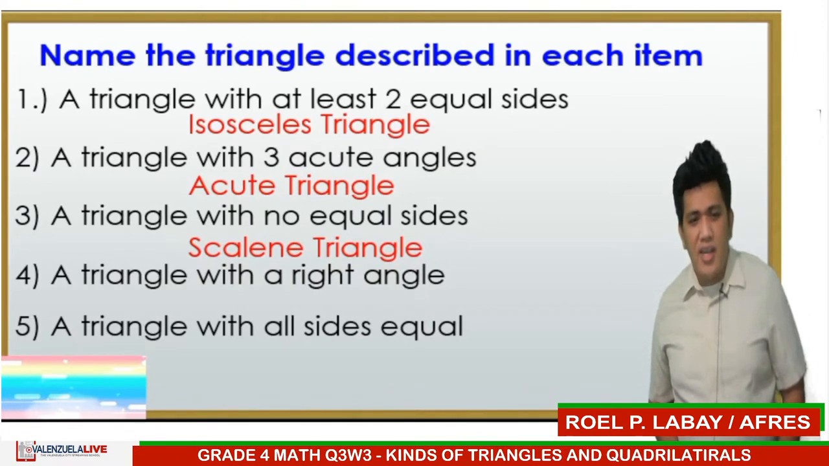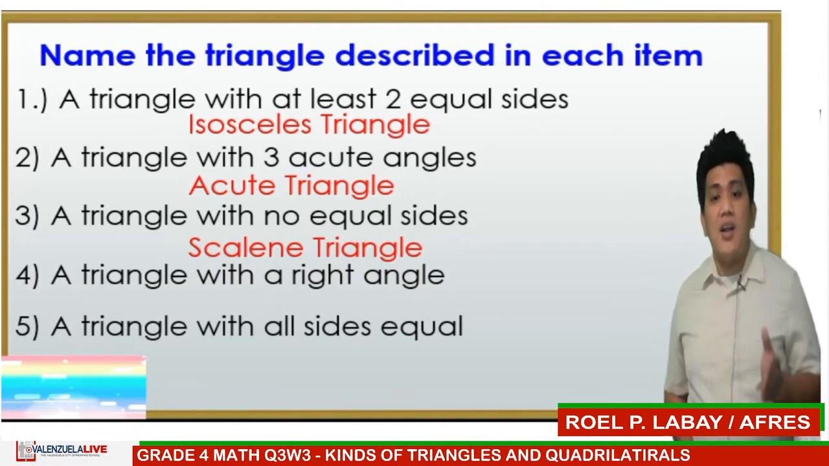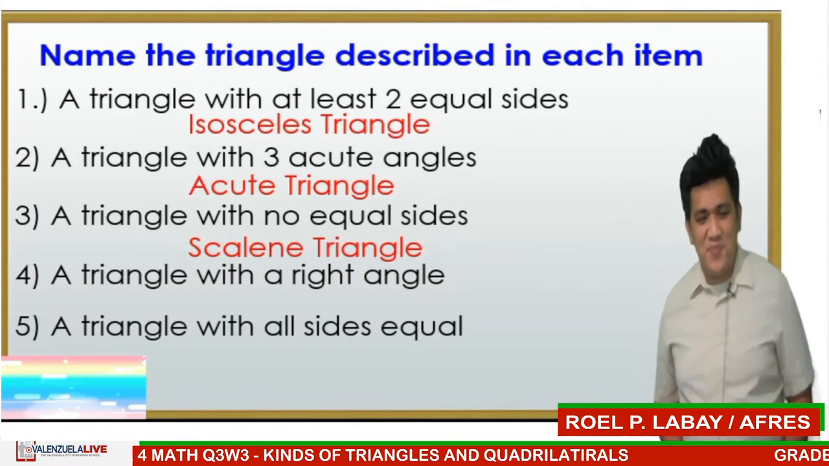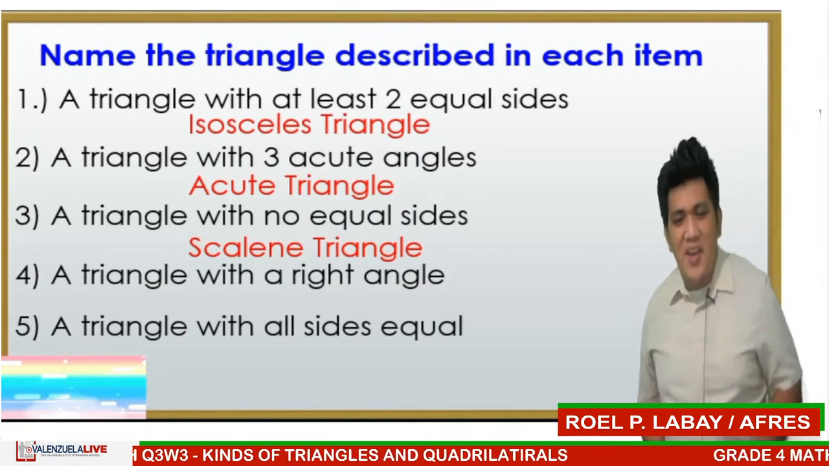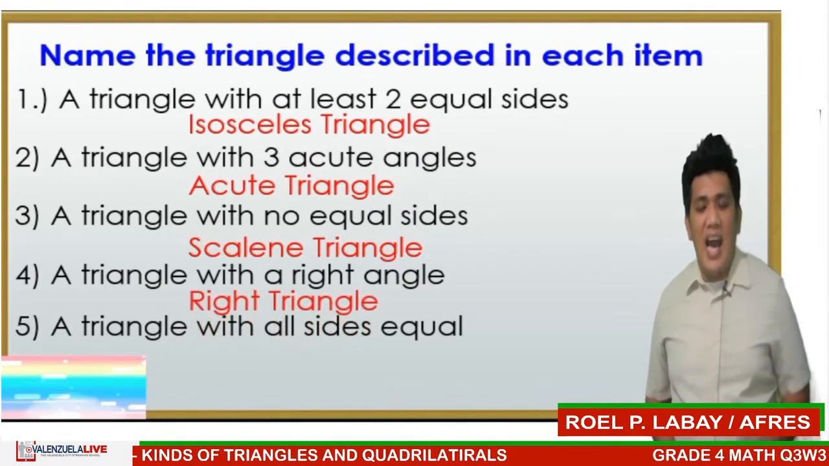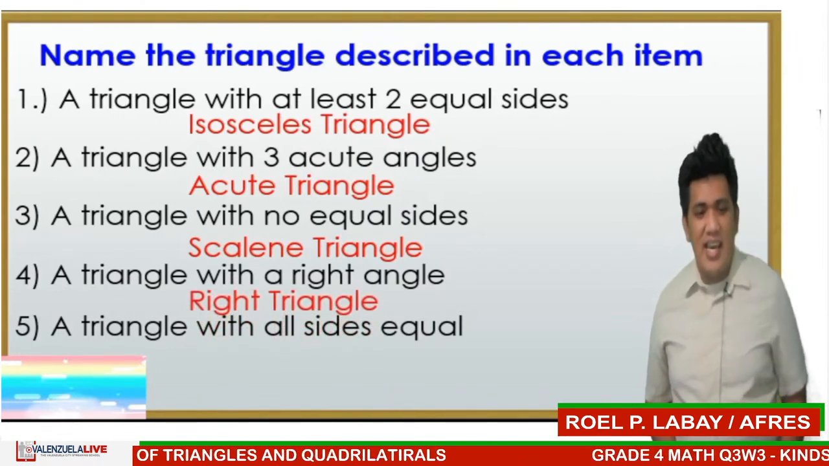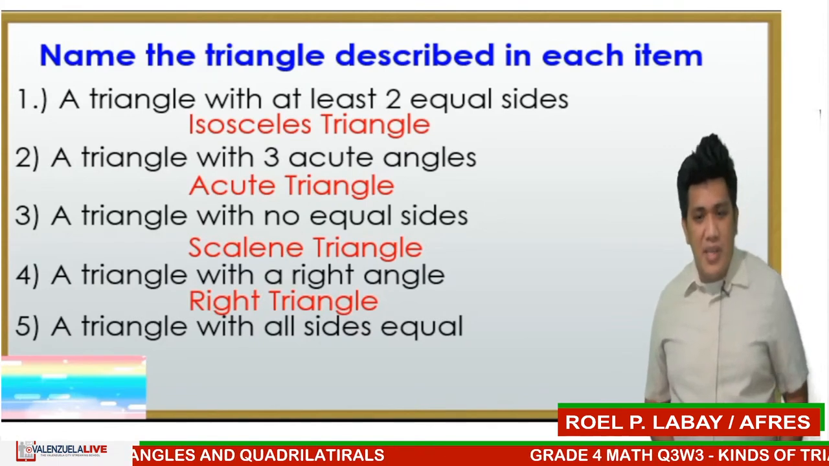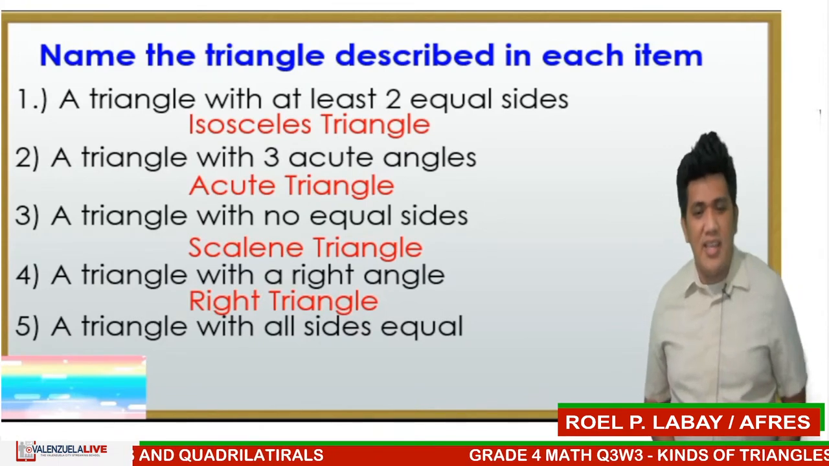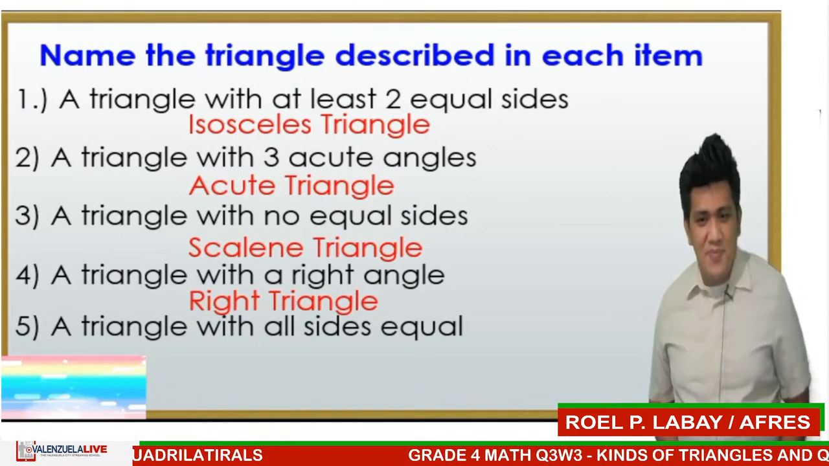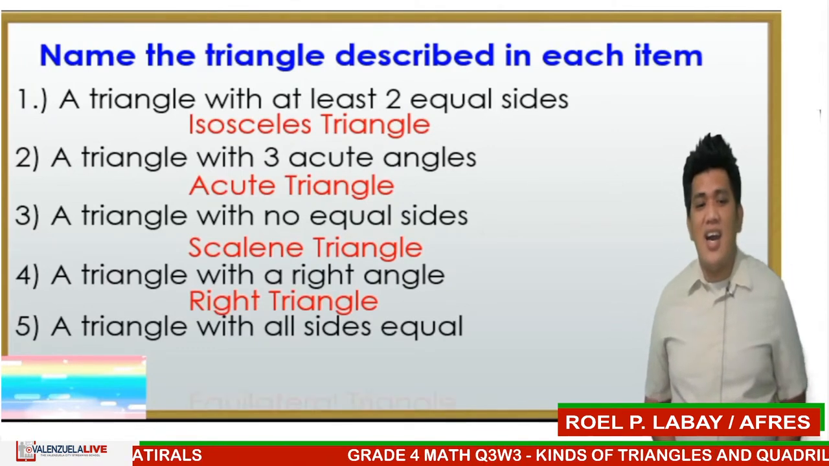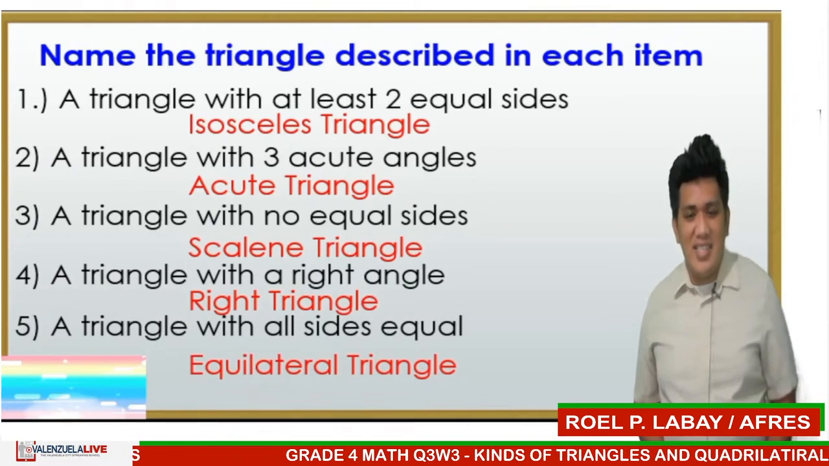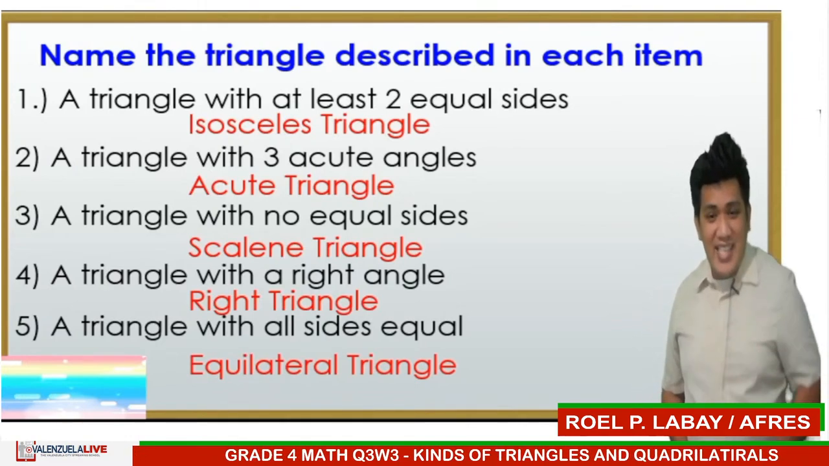Number four, a triangle with a right angle. Very good. That is a right triangle. And last one, a triangle with all sides are equal. Very good. That is an equilateral triangle. Did you get the same answer?